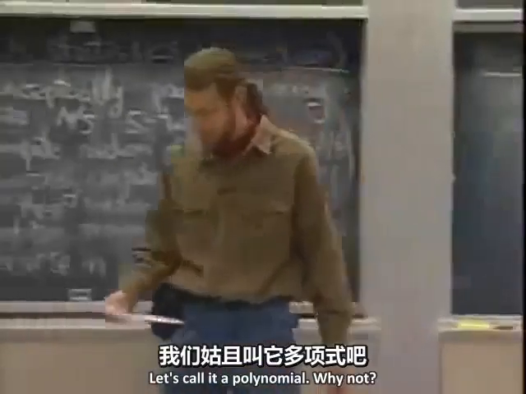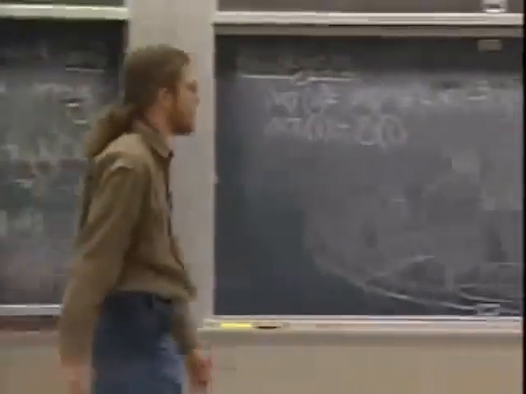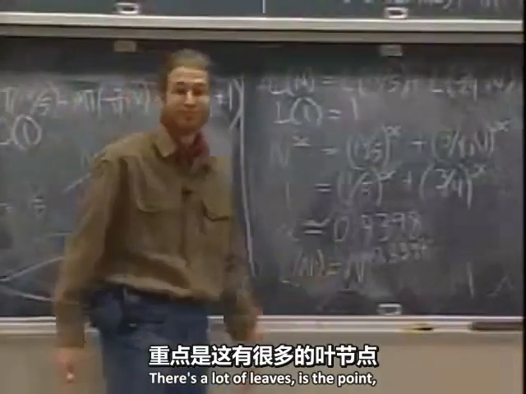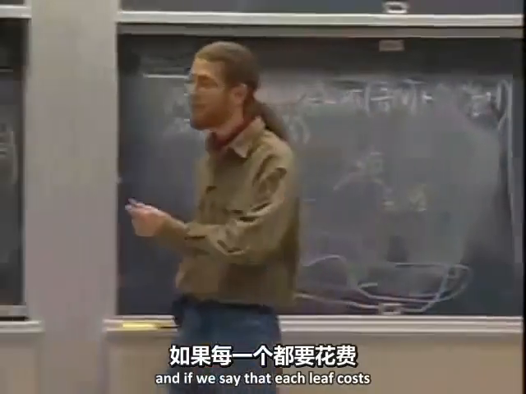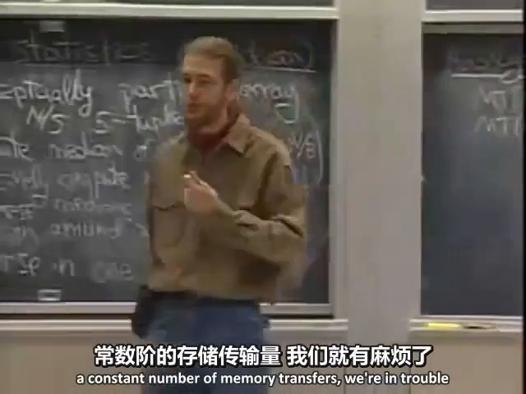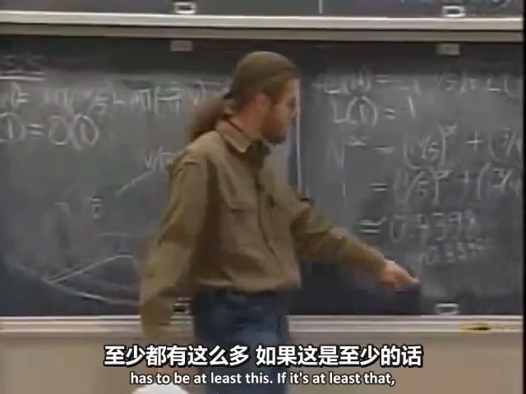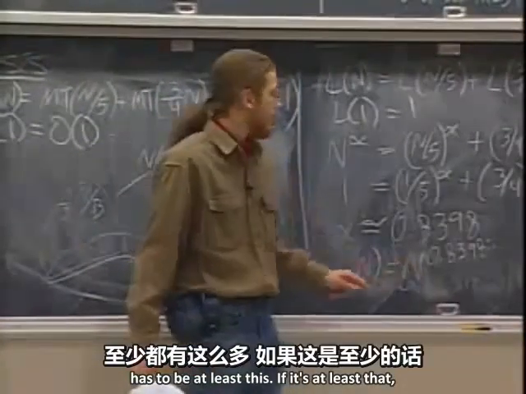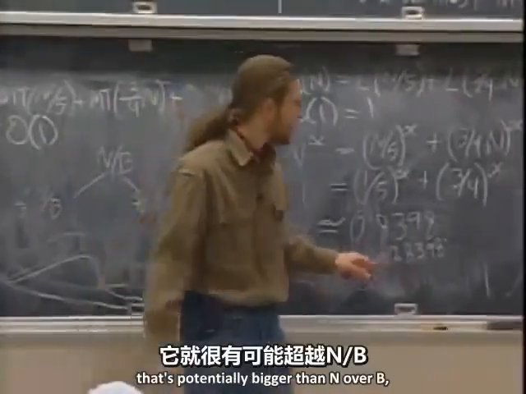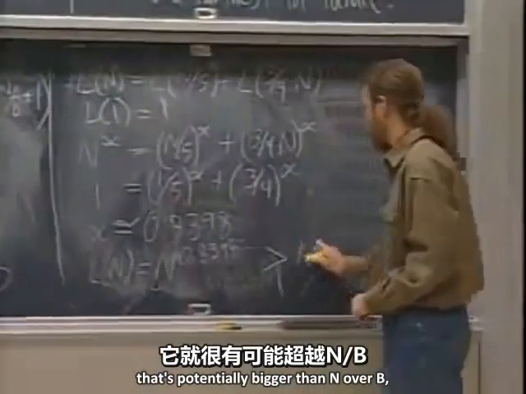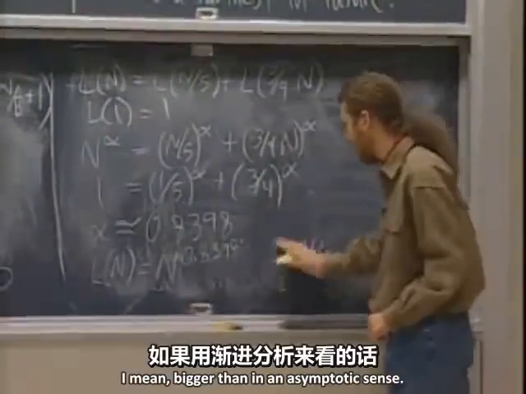Let's call it a polynomial. Why not? There's a lot of leaves, is the point. And if we say that each leaf costs a constant number of memory transfers, we're in trouble, because then the number of memory transfers has to be at least this. If it's at least that, that's potentially bigger than n over b. I mean, bigger than in an asymptotic sense.